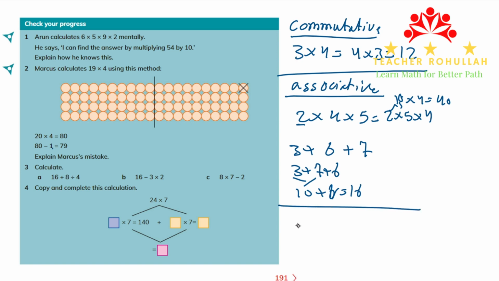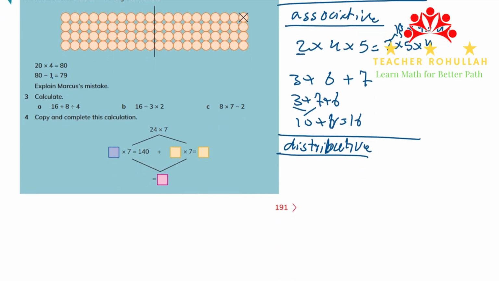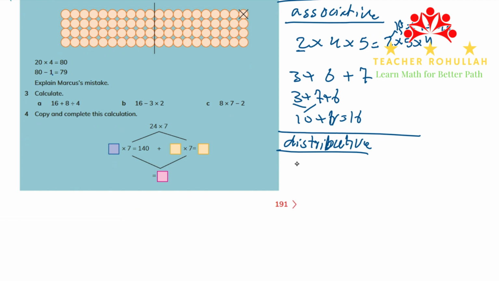The third one is the distributive law. The distributive law says if we multiply a number with a bigger number, suppose we have 36 times 3. When we have a bigger number like 36 or maybe bigger than 36, we can break the bigger one into two or three numbers. So here we break it into 30 plus 6. Now we multiply it by 3.